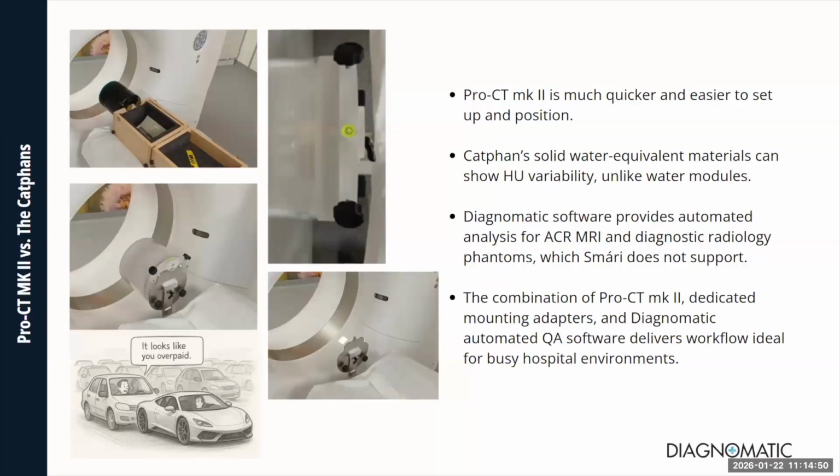As you could see, if you use the Diagnomatic connector and the CT unit is connected to the internet, you can, in the blink of an eye, receive the report from the test. So compared to the competition, to the CATPHAN, the ProCT MK2 is much quicker and easier to set up and position. The solid water module in the CATPHAN shows variability of HU, unlike the water models. This is a big advantage of our solution.